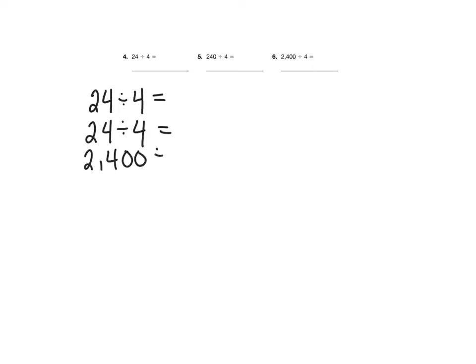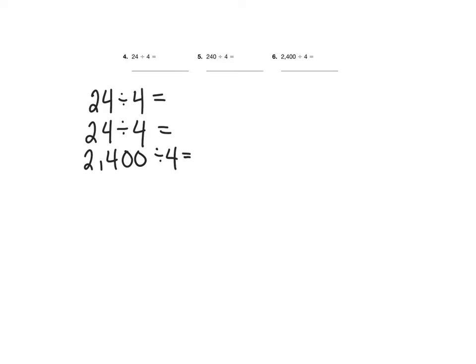Okay, now we're going to do questions 4, 5, and 6. And we're kind of training our brain to see patterns here. So I'm actually going to rewrite these vertically because I think that will help us. So 24 divided by 4, 240 divided by 4, and 2,400 divided by 4.